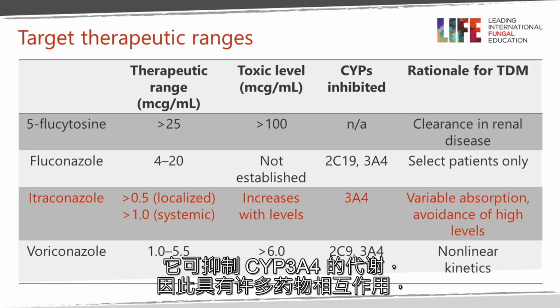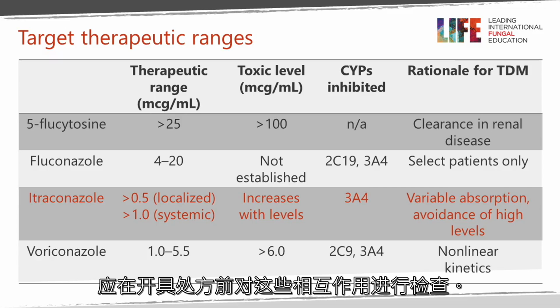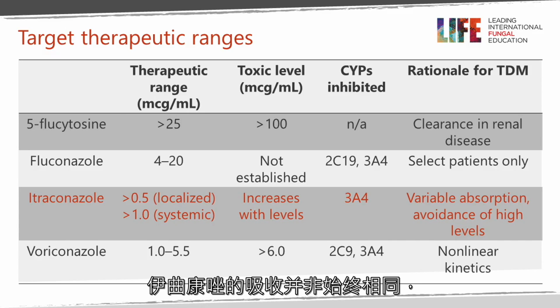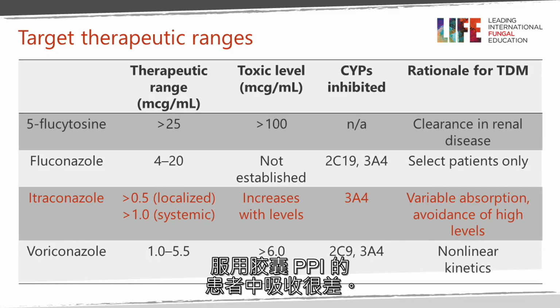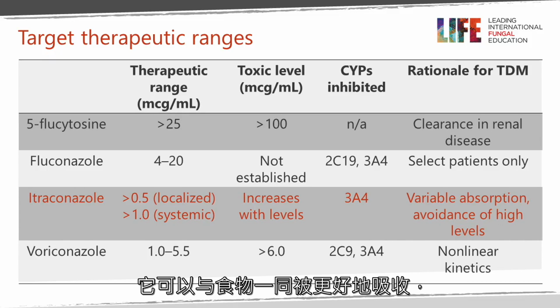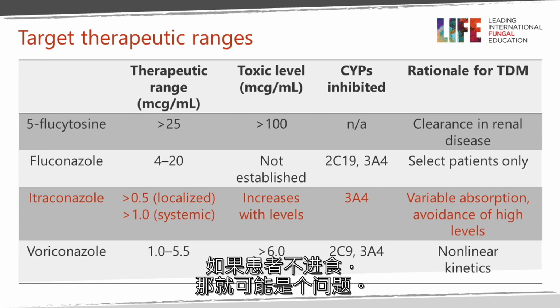It inhibits 3A4 metabolism and therefore has quite a lot of drug interactions, and these should be checked before prescribing. The absorption is variable with itraconazole, with quite poor absorption in patients with mucositis and advanced HIV disease, and those on PPIs if capsules are taken. It's also better absorbed with food, and if patients aren't eating, then that can be a problem.